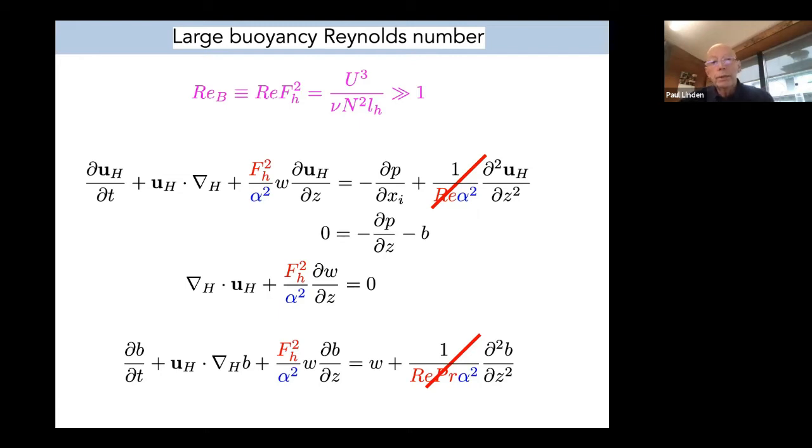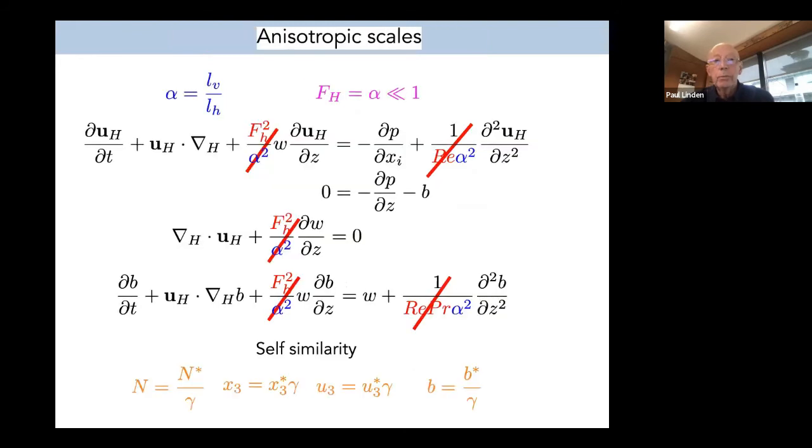So in this limit, we're able to remove the two terms on the right-hand side, and then we can do one further step, which is to say that we expect alpha, the ratio of the scales, to be comparable with the Froude number. I'm sorry, that should be little h on f. And that means that we can eliminate the further terms that I've crossed out here.